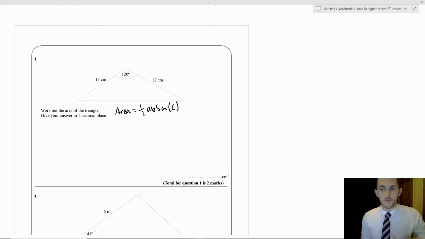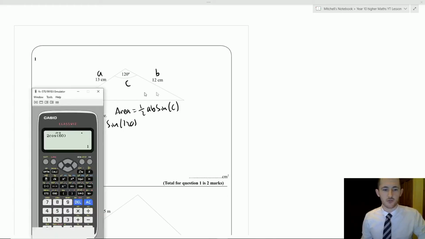Okay, half AB sine C. So using that logic, A and B are the sides that make up the angle, sorry. So that's how I'd label it. Now my area, super easy, is just a half times 13 times 12 times sine of 120 degrees. That's it. Not too bad. And that will give you the area of any triangle.